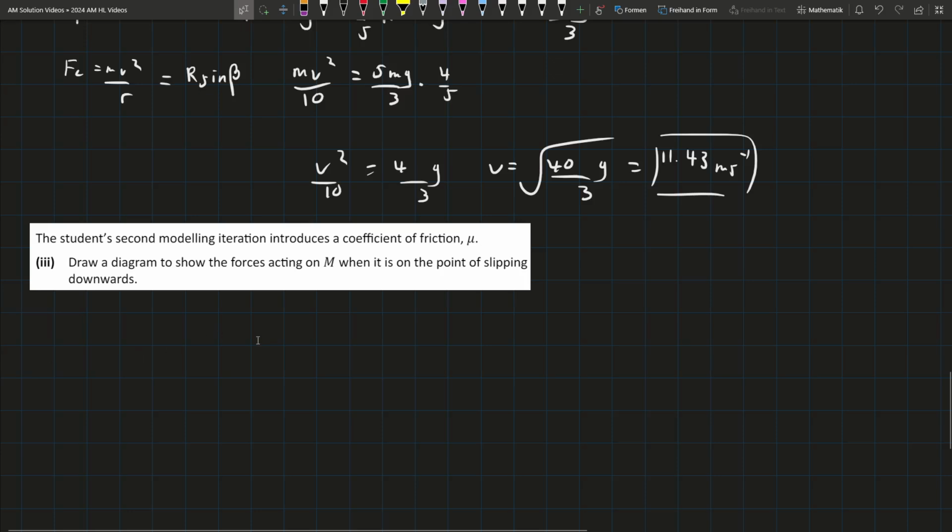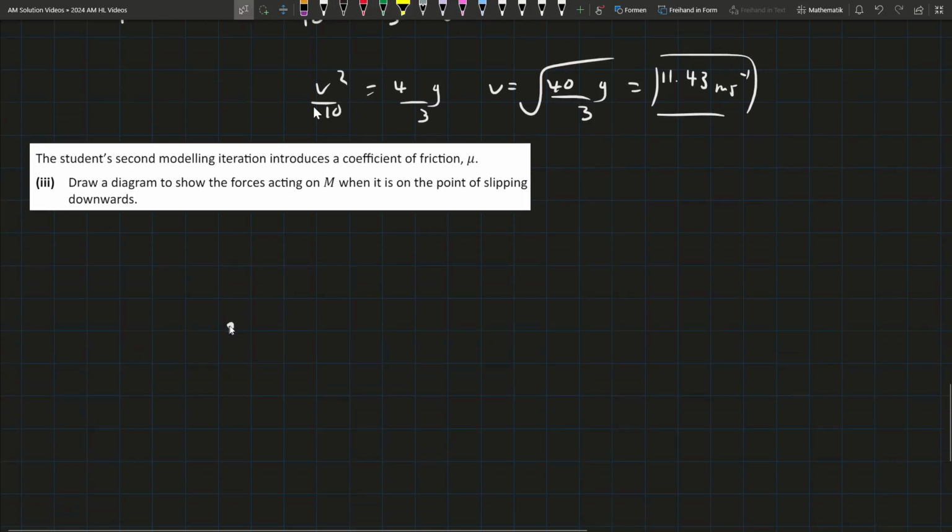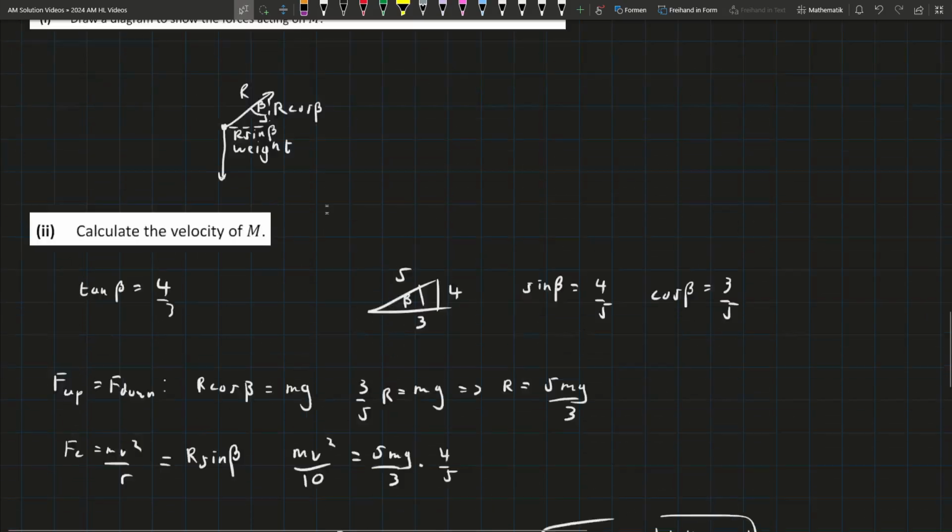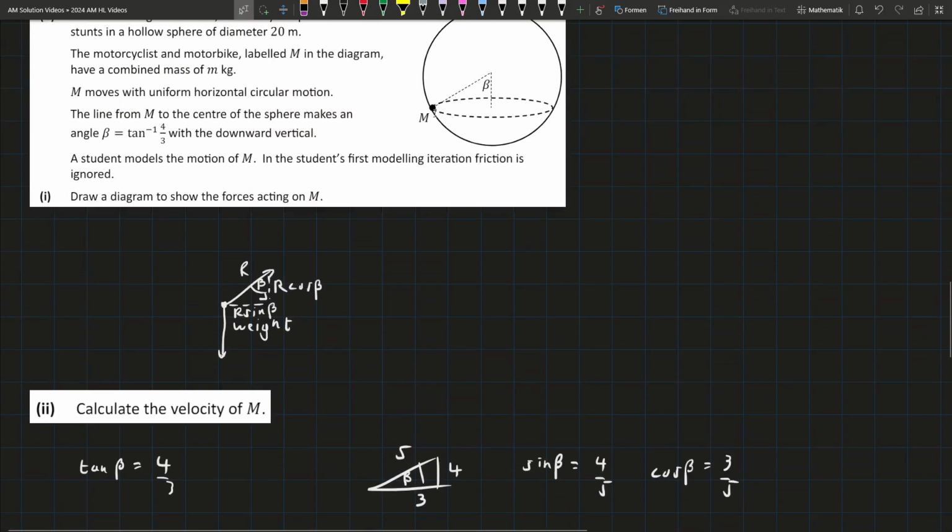Okay. Now we're involving friction as well. So we're doing another force diagram, quite handy. So same deal. We have weight going down. We have the reaction force going towards the center. And we can resolve that. Again, might not have to. It's R cos beta. This is R sine beta. And then if it's about to slip downwards, that means, remember, friction opposes motion. So if it's about to go this way, that means friction is going to be going up this way.